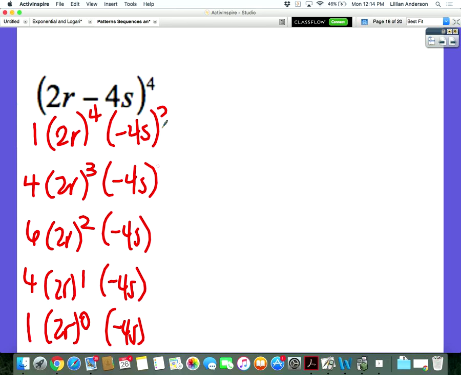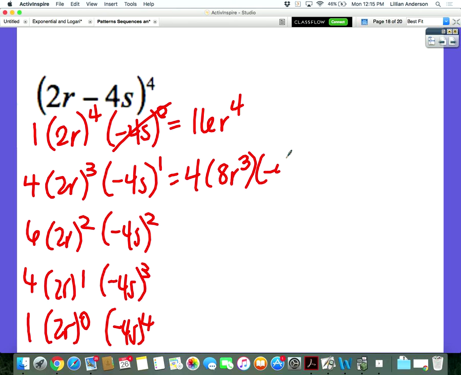Increases, starting at 0. So then anything to the 0 power goes away, so I'm just left with 16r to the 4th. Are we starting out okay? Yes. All right. This one I'm going to have 4 times 8r cubed times a negative 4s. So that's basically 32 times 4, which is a negative 128 r to the third s.